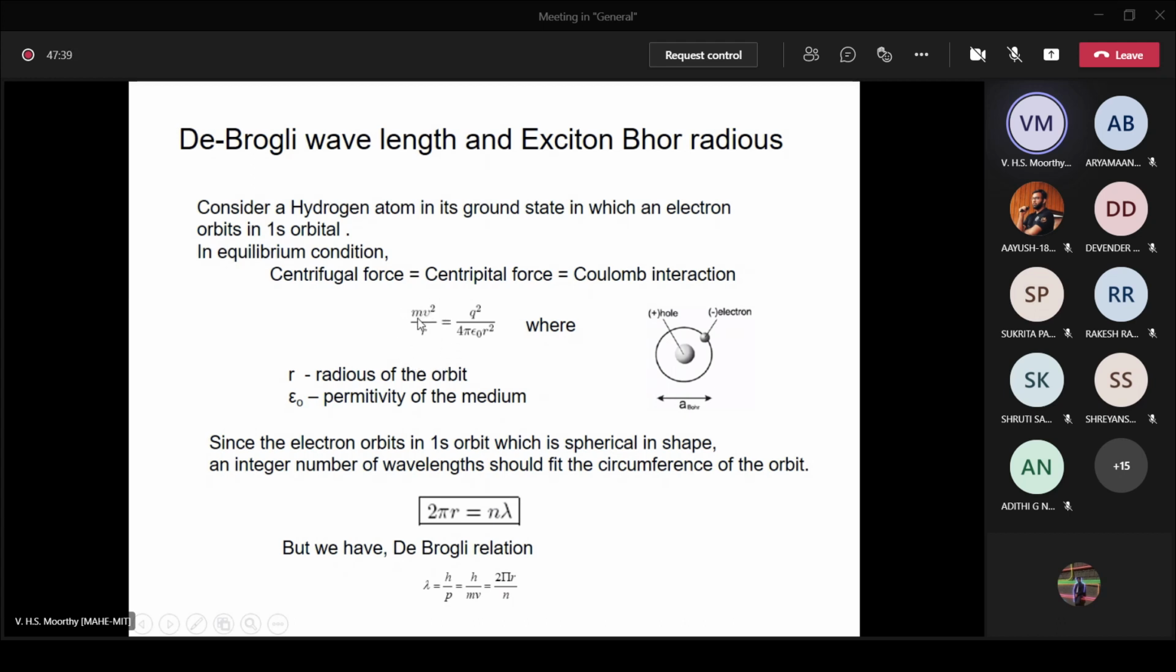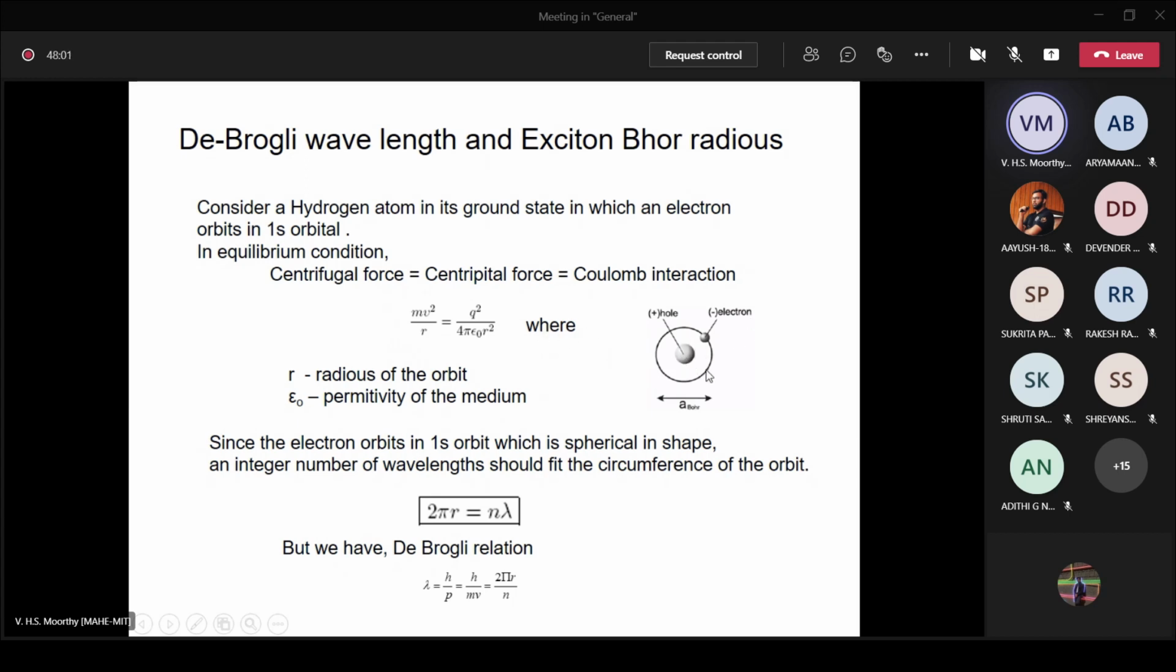m is the mass of the electron, v is the velocity of the electron, r is the radius of the orbit. Then this is the centripetal force. Then what is the Coulomb interaction? There is a q here, there is a q here. q means the charge of the electron or the charge of the nucleus.